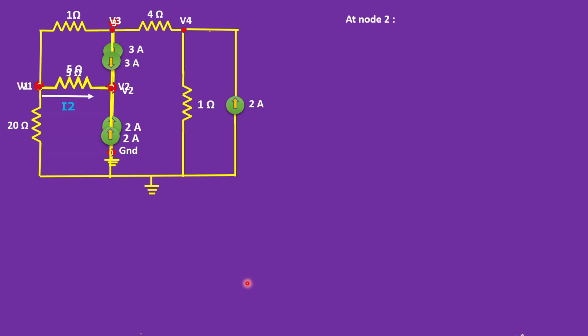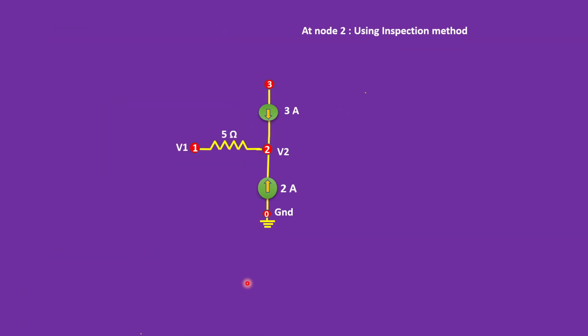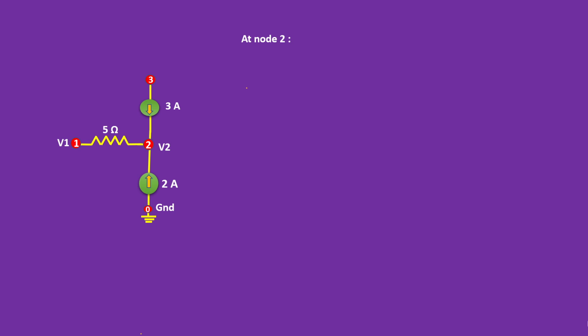To calculate the conductance matrix elements related to node 2, we'll separate node 2 and its related branches alone. For the second node, G21 is equal to minus 1/5, G22 is equal to 1/5, G23 is equal to 0, and G24 is also equal to 0. The current sources connected to the second node are incoming, so it is 3 plus 2, which is equal to 5 amps.